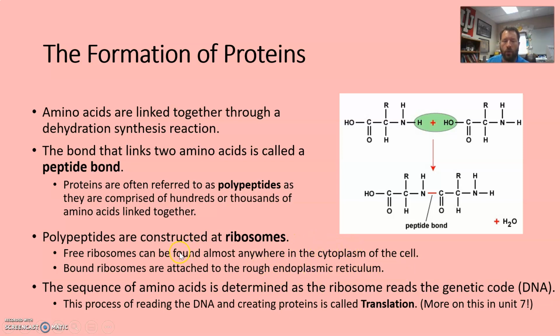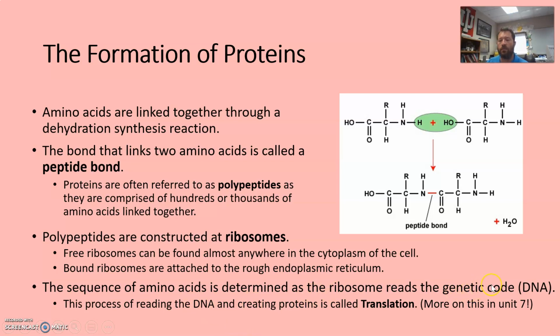We'll talk more about ribosomes, but for now, we just need to know that proteins are made by ribosomes, and ribosomes can be free, floating around the cell, or bound to the rough endoplasmic reticulum. We can make our proteins, and we know what shape they should have based on their amino acid sequence, and that amino acid sequence is determined by the genetic code.